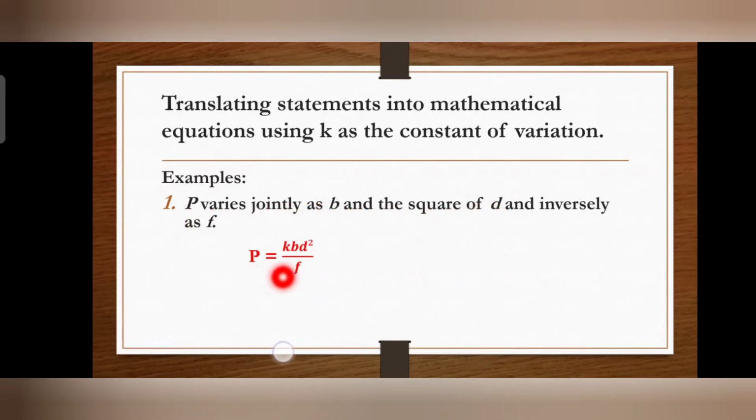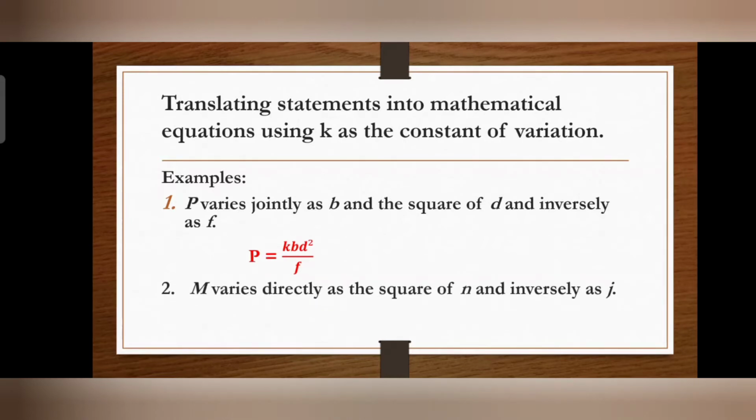So, P is equal to, kagaya ng sinabi ko kanina, yung K dapat nasa numerator always. So, K times, di ba, varies jointly as B. So, K times B and the square of D. So, square of D, it means D squared. Divided by, and inversely as F. So, divided by or over F.